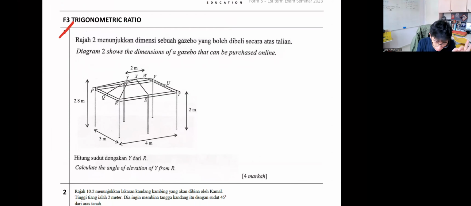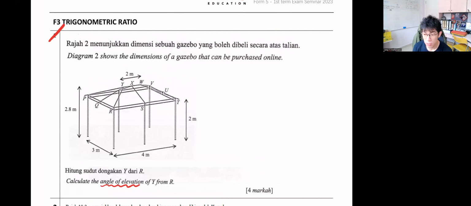You have to understand angle of elevation first. What is angle of elevation, up or down? This is a form 1 question, by the way. I mean, sine cos tan is like form 3. Then the angle of elevation is actually form 1. So angle of elevation is actually up. So everyone, please draw this for me.